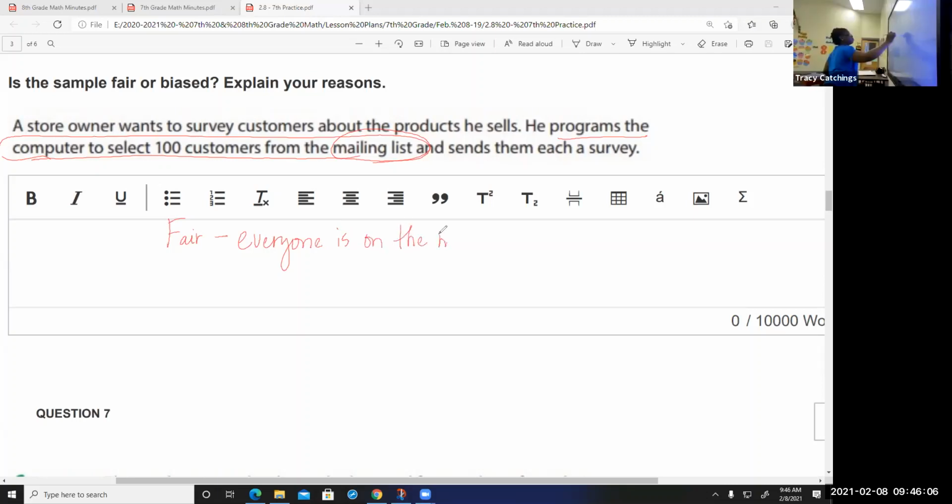So that means everyone is on the mailing list. And if I was selected, it's by chance. That's like winning the lottery. Everybody got all these numbers, but if you got that lucky number, you the winner. I like it. So this one would be fair. Everyone is on the mailing list, so everyone had a chance of being selected. So make sure you give that part that says explain your reasons. Make sure you're able to tell us why you say fair and unfair. Good job, Connor.